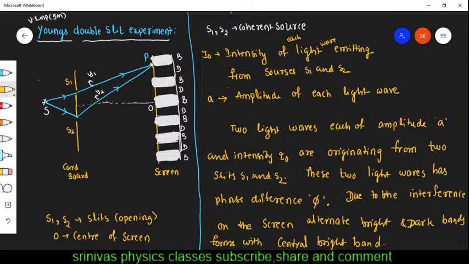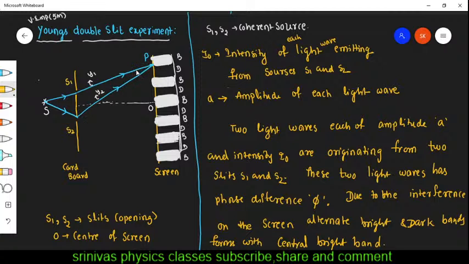This superposition is called interference, right? The phenomenon of superposition of two light waves is called interference, or we can also say it is the phenomenon in which the redistribution of light energy takes place due to the superposition of light waves. Redistribution of light energy means, for example, light rays coming from here are superposing here. Here a bright band forms. It may form a dark band also. That depends upon the path difference between the two light waves, and that depends upon the phase difference.